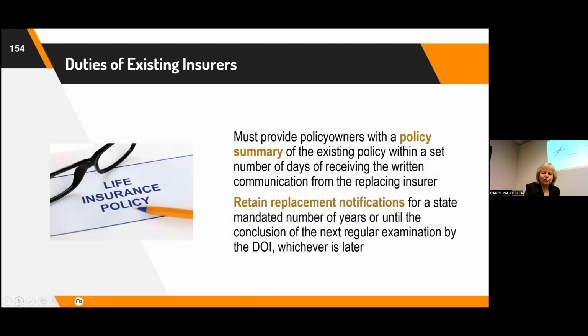For the insurer, they must provide the policy owners with a policy summary within a set number of days of receiving the written communication from the replacing insurer. Retain replacement notifications for a state mandated number of years or until the conclusion of the next regular exam by the Department of Insurance, whichever is later. So whichever is later is going to be your answer, right?